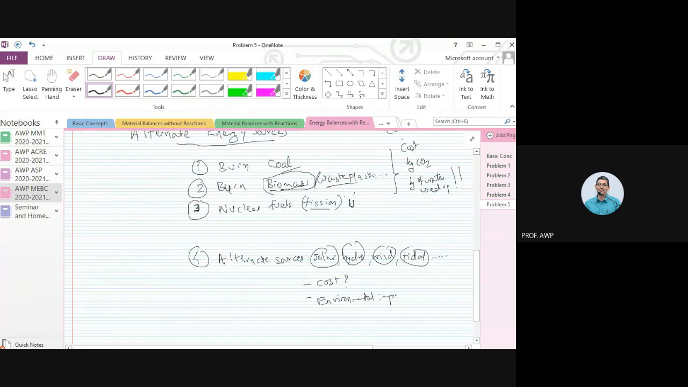Environmental impact may not be in terms of carbon dioxide. If it's a hydroelectric power, environmental impact could be in terms of building big dams, submerging the land around, which could have been used for farming, which could have been used for people to stay. If it is wind, if it is tidal, what could be the environmental impact? What could be the cost? What kind of hardware is required?